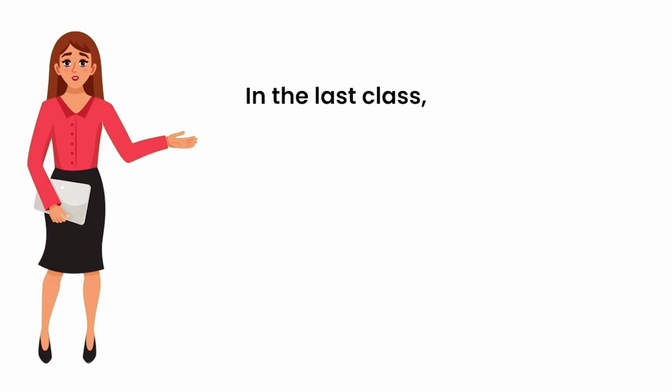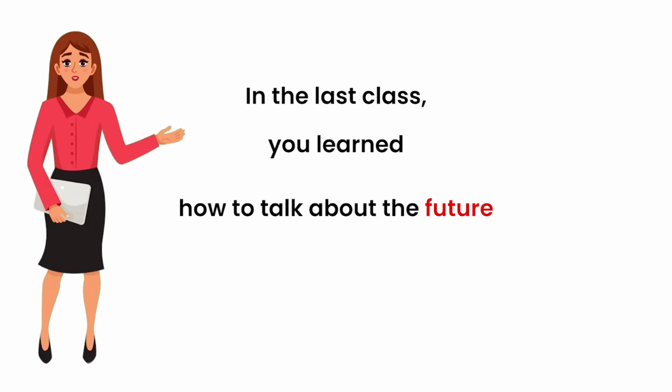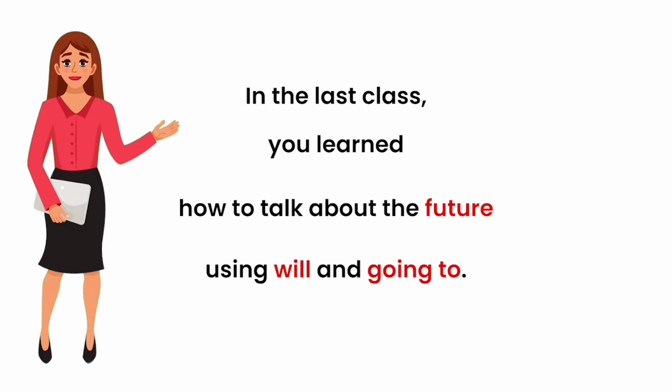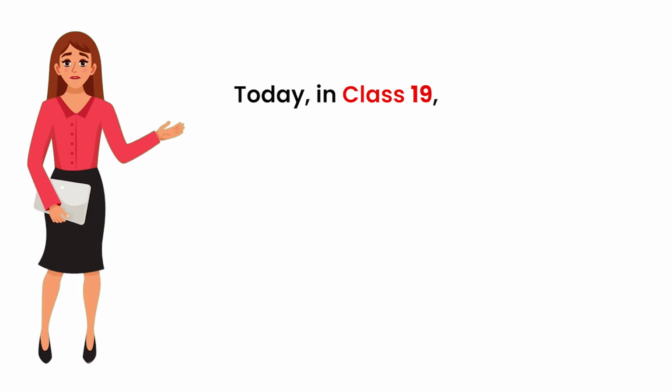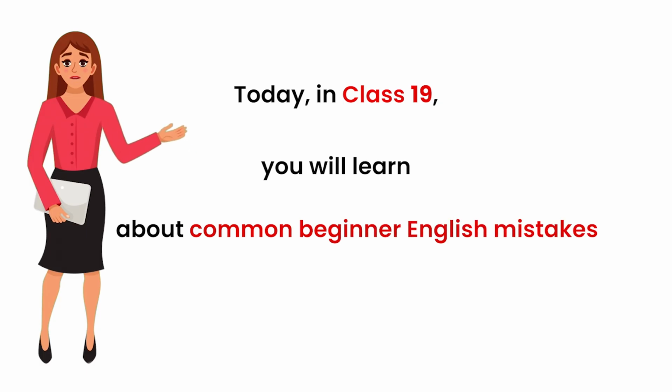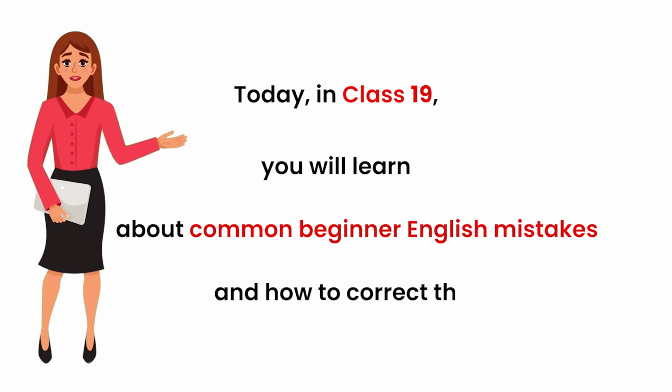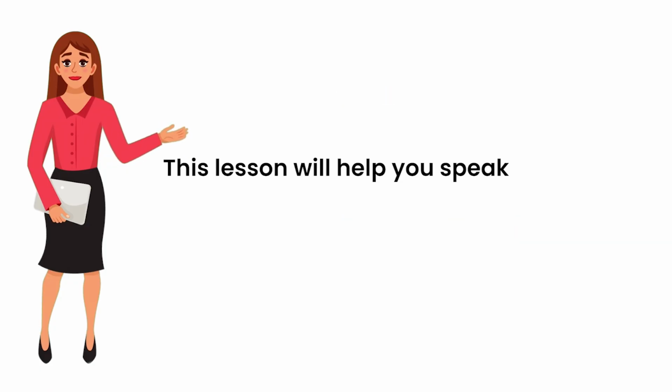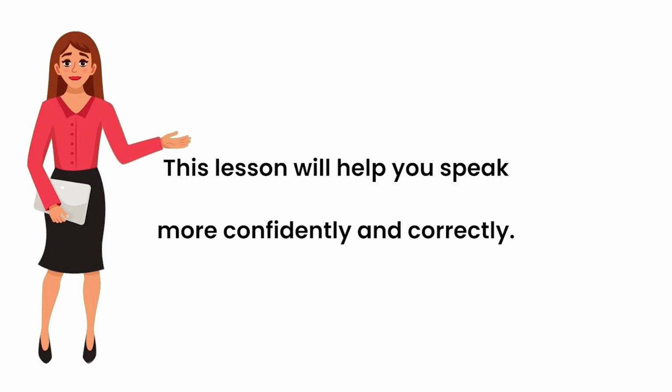In the last class, you learned how to talk about the future using will and going to. Today, in class 19, you will learn about common beginner English mistakes and how to correct them. This lesson will help you speak more confidently and correctly.